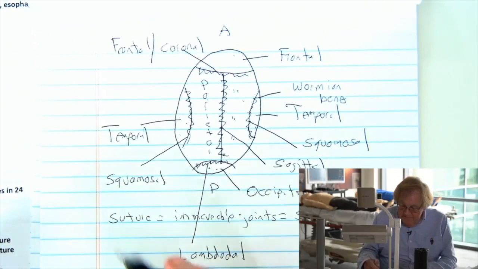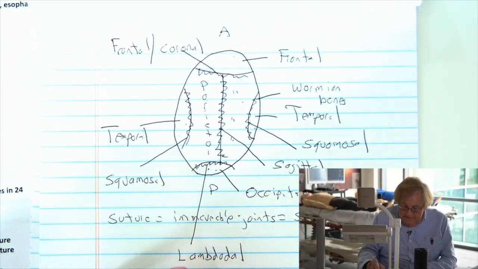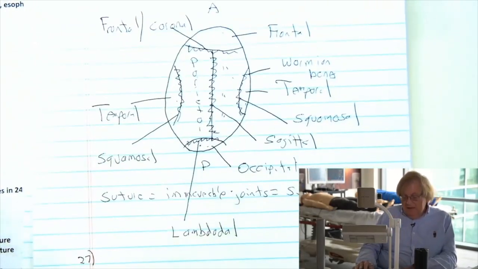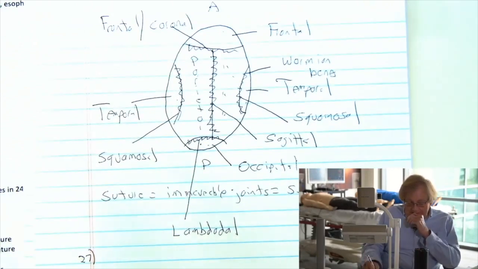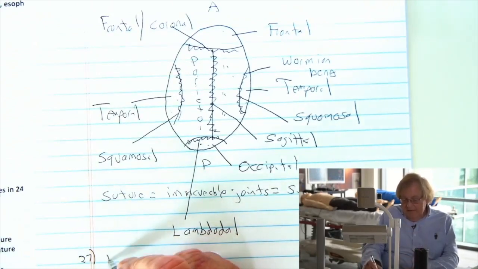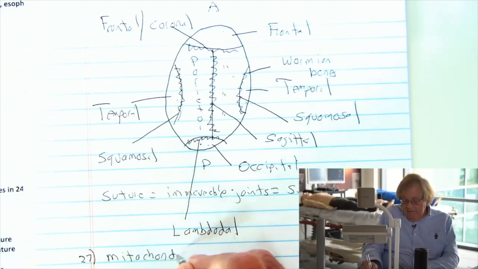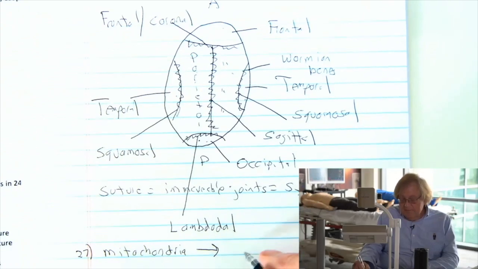Number 27. 27 says, what's the powerhouse of the cell? It's an organelle called the mitochondria. A mitochondria is responsible for cellular respiration.